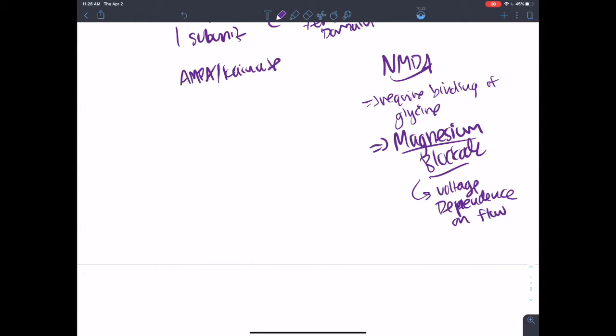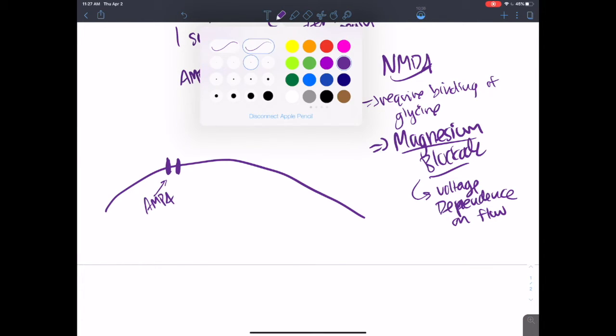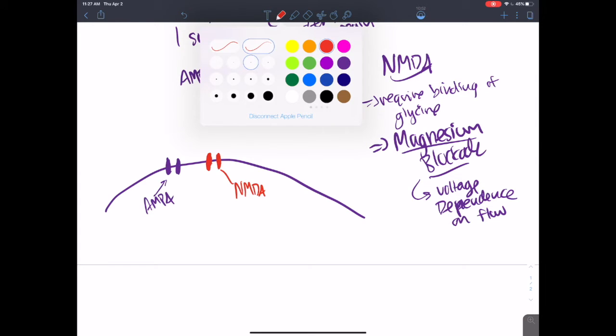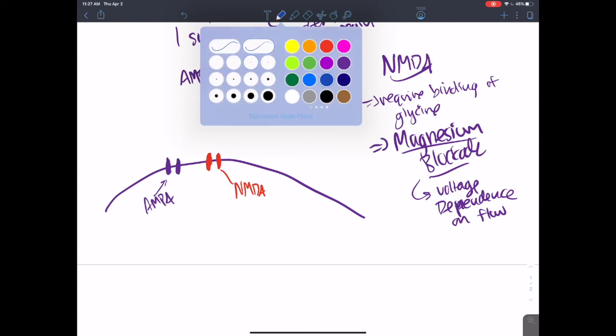And what does this mean? Like, why does this matter? Well, as it turns out, most glutamatergic postsynaptic neurons have both AMPA receptors, call this AMPA, and I'll draw this in a different color. Let's call this red, NMDA receptors. So you've got both AMPA and NMDA receptors. And these receptors are both gated by glutamate, right? So again, glutamate is blue.